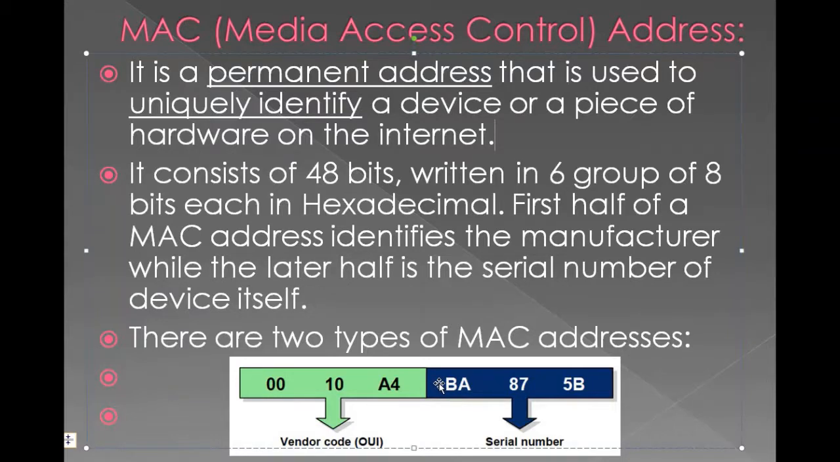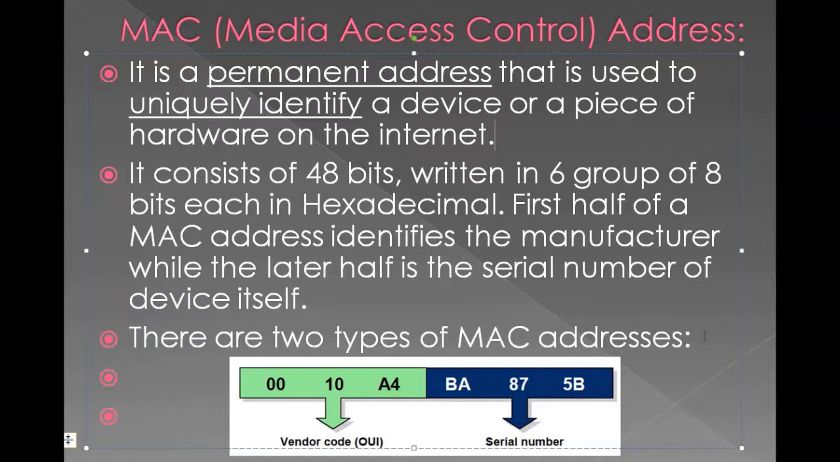Now, let's suppose we have a manufacturer which is very famous, that is Dell. All of the devices that Dell makes would have the same first 6 digits because they are all created by Dell. So the manufacturer code would be the same, whereas the serial number for each device would be different.